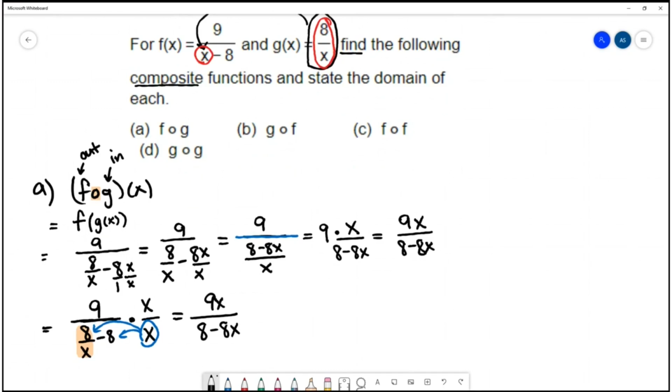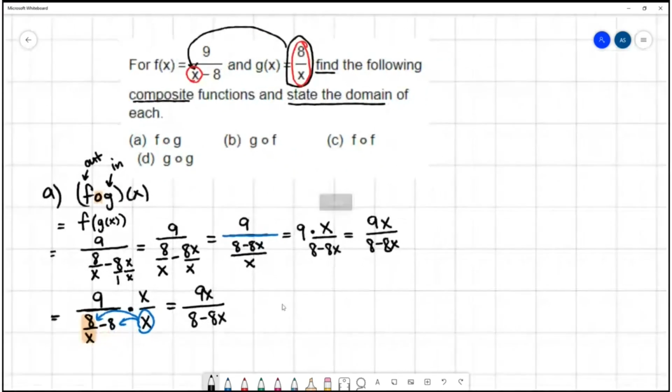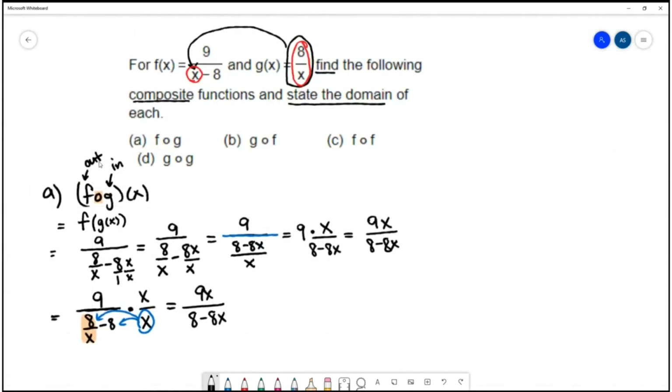So then we want to state the domain of this composite function. Now typically we would find the domain of just our final answer, but in this case, because we have these individual functions to consider, we have a little bit more work to do. So let's start by finding the domain of these individual functions, and then we'll talk about what the domain of this composite function is.